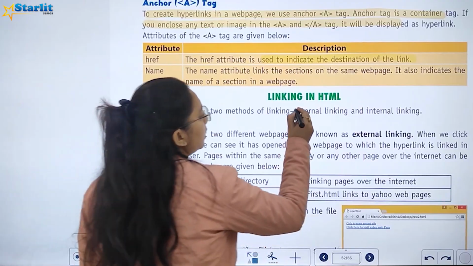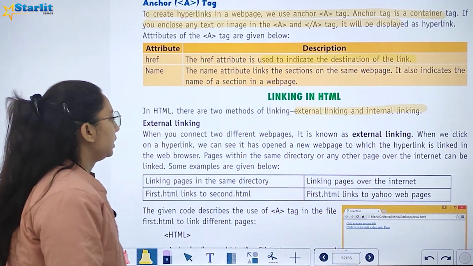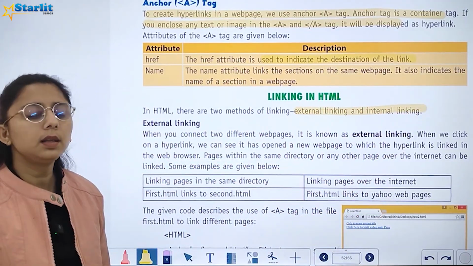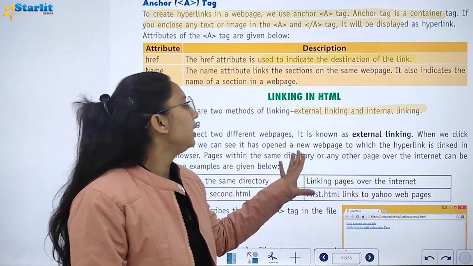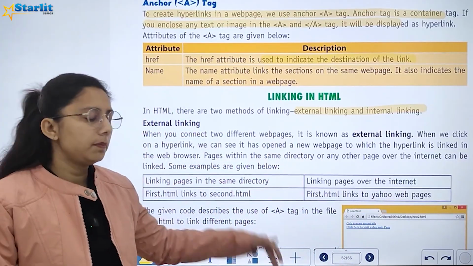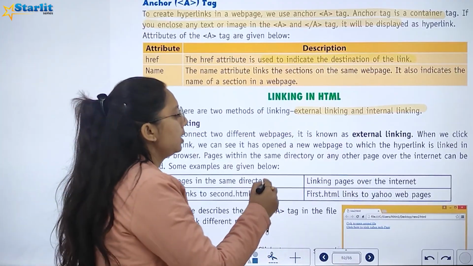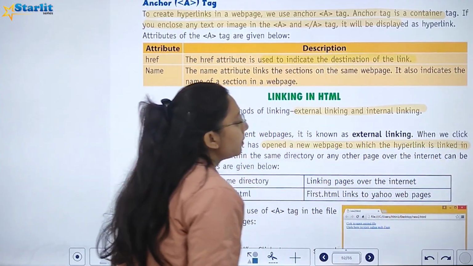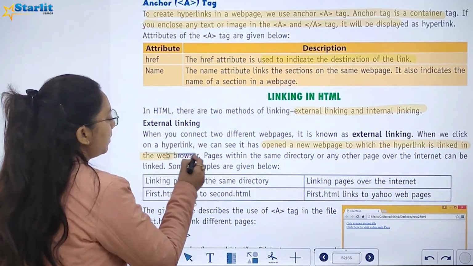We have two methods, external linking and internal linking. First is external linking. When you connect two different web pages, it is known as external linking. And when we click on a hyperlink, we see it has opened a new web page to which the hyperlink is linked in the web browser.